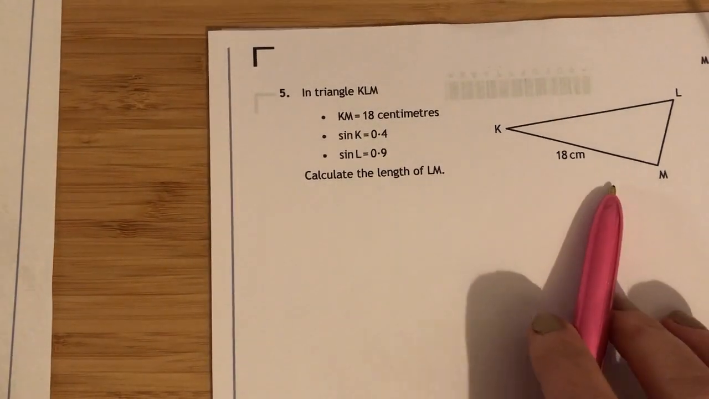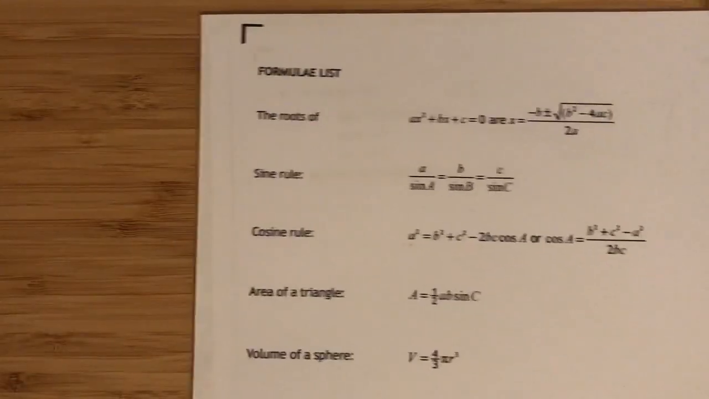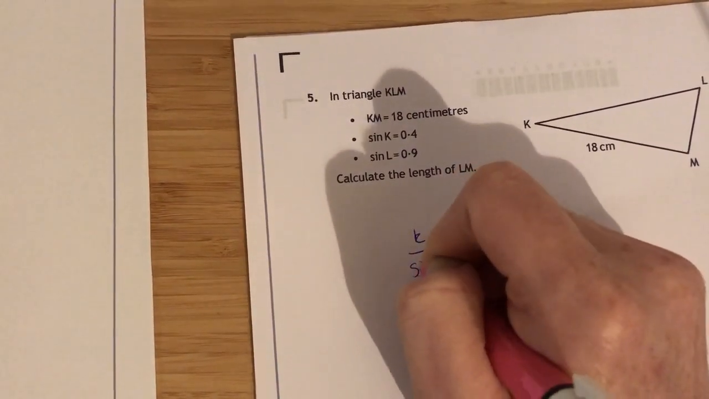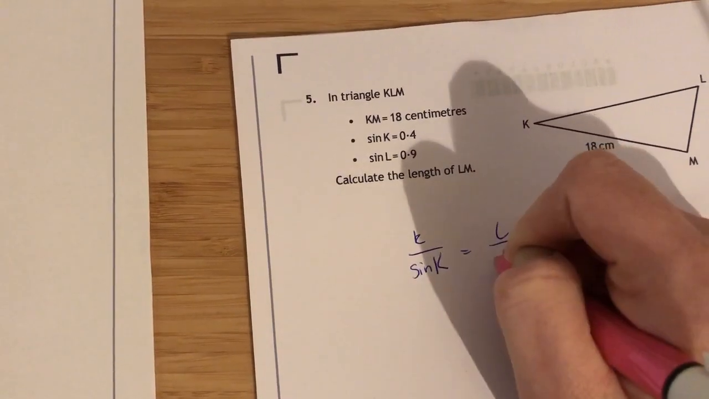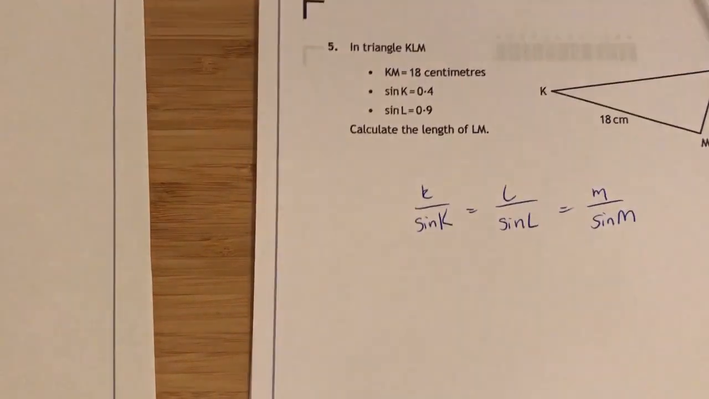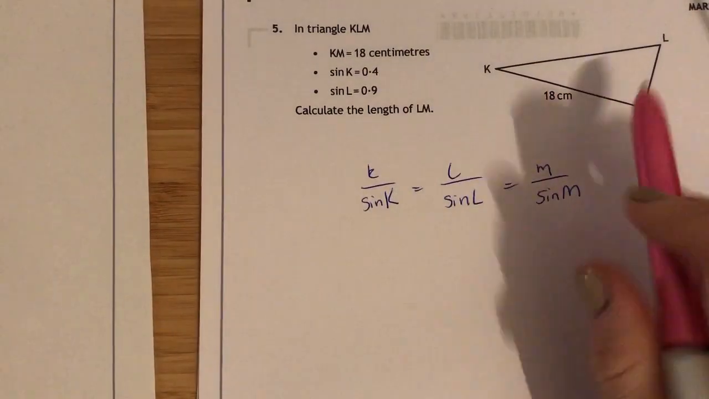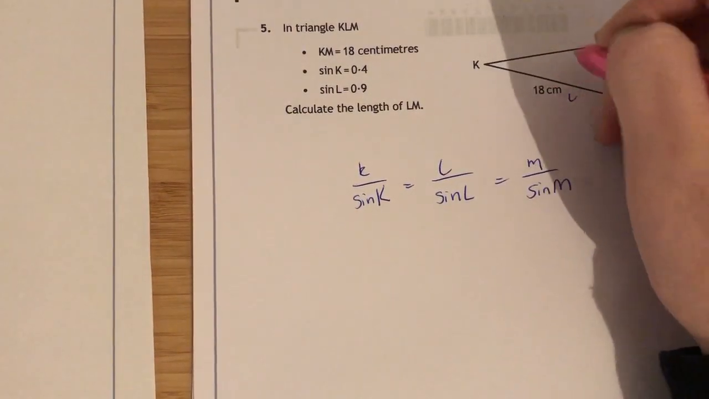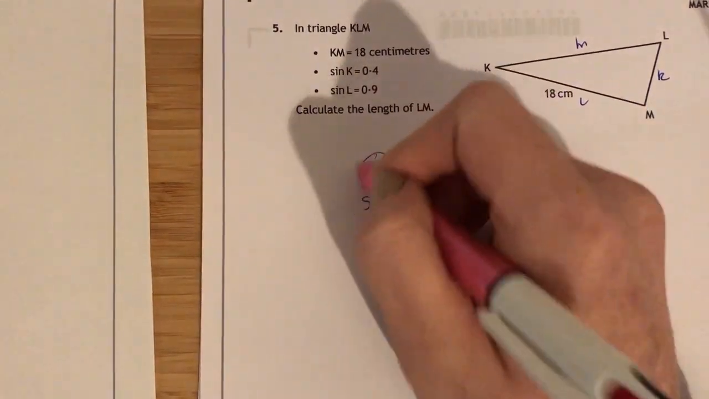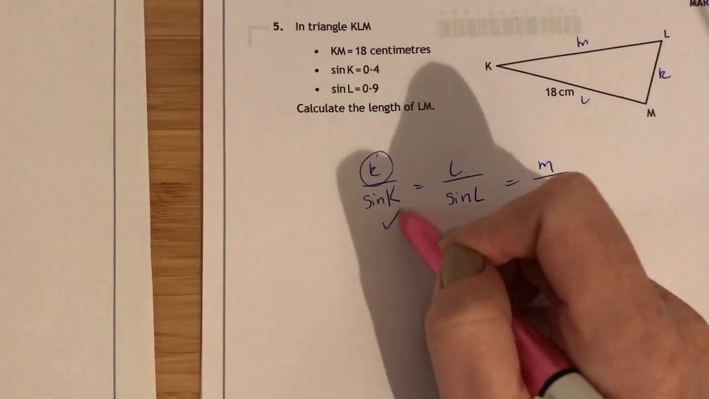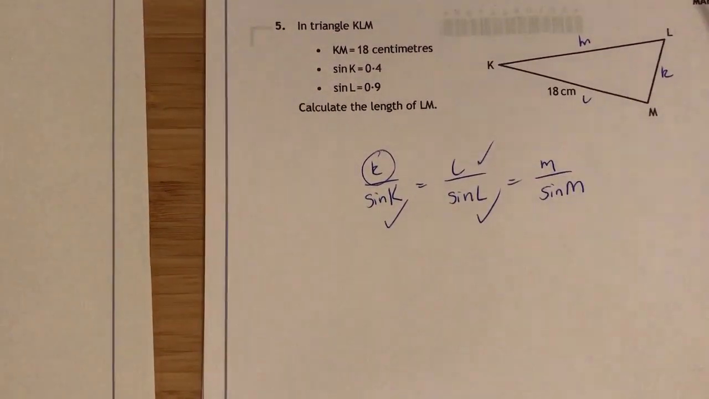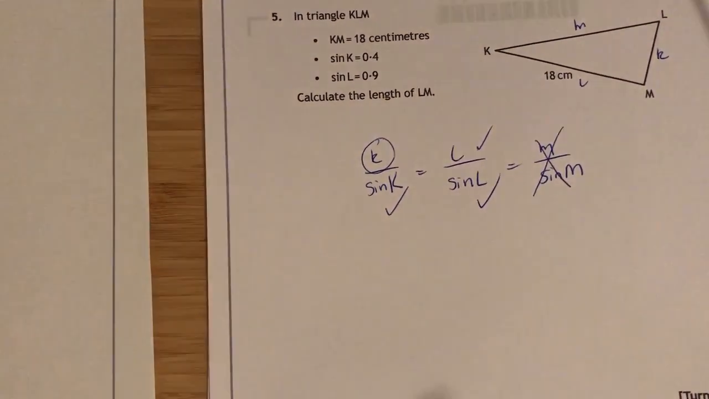So sine rule we know we're using, so just referring back to the formula sheet, we're going to write it, and we've got KLM this time. So K over sine K equals L over sine L equals M over sine M. Right, which one are we looking for? LM. Let's just label our side. So that would be K, L, and M. So we're looking for LM, which is K. So we're going to circle this. We've been given sine K. We've been given sine L. And we know what L is. So nice and straightforward. We don't need M.